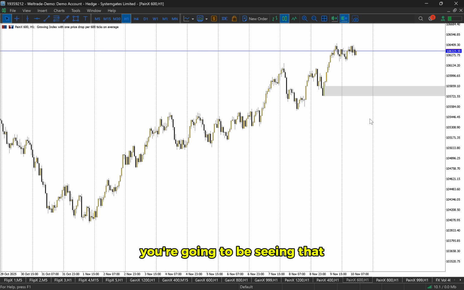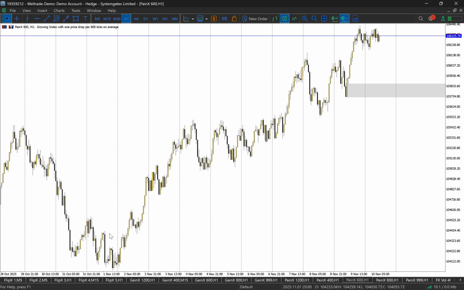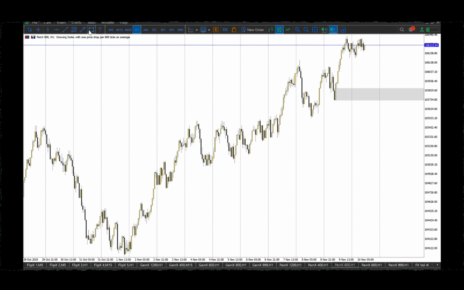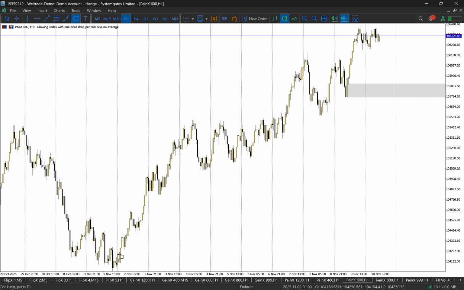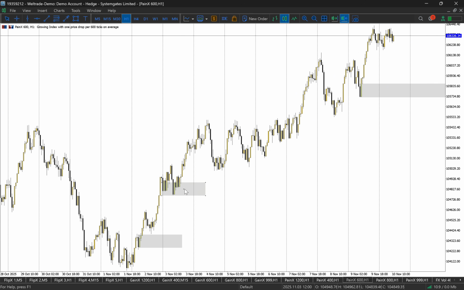And on the Pain 600, what you're going to be seeing is simple. You're going to be seeing that price is respecting these order blocks a lot. Let's look at this where price actually started. Price actually started at this particular zone. We had this order block, right? And after that, we had more order blocks that were retested. We had these order blocks, we had this order block, we had that order block, and this order block again as price was going up.